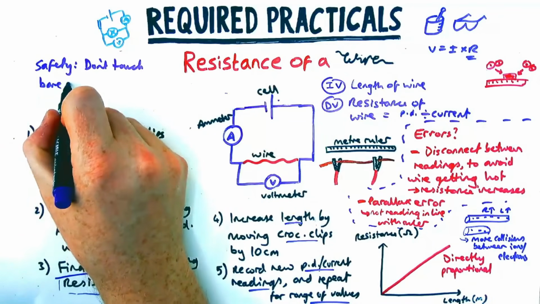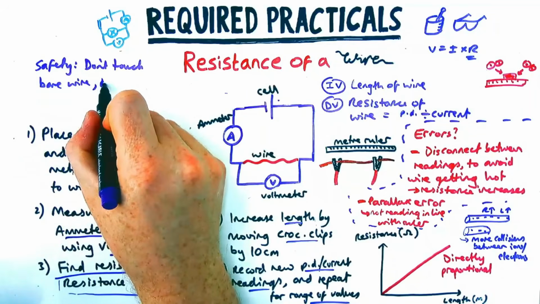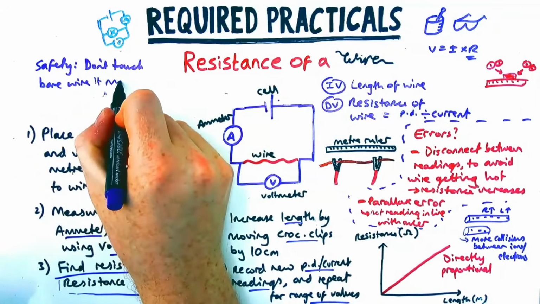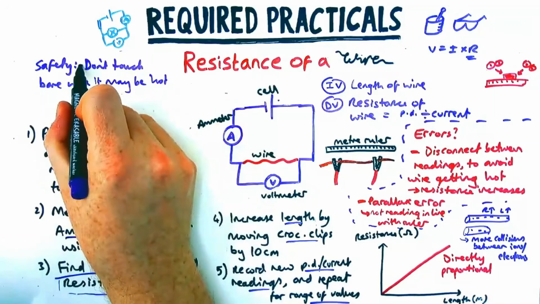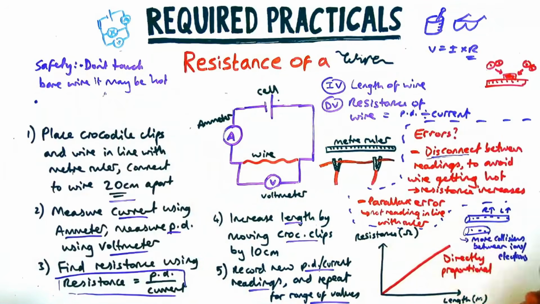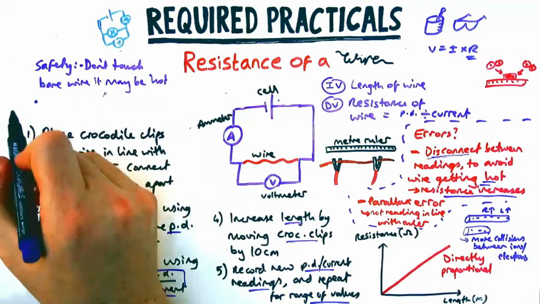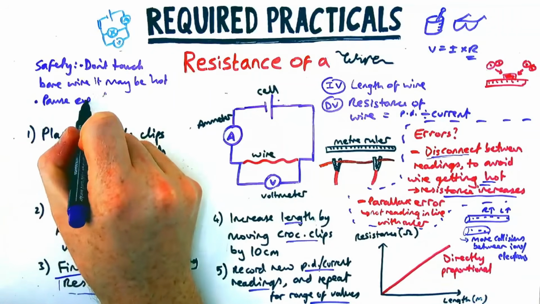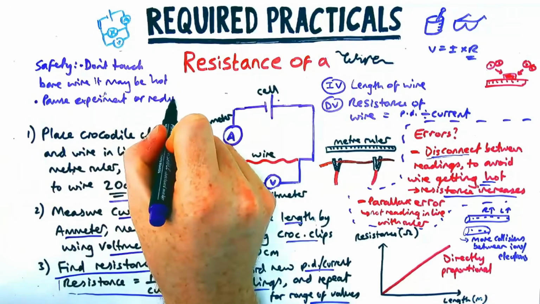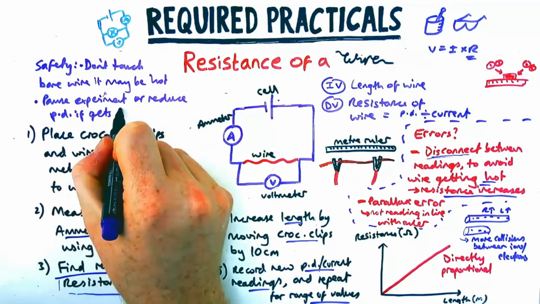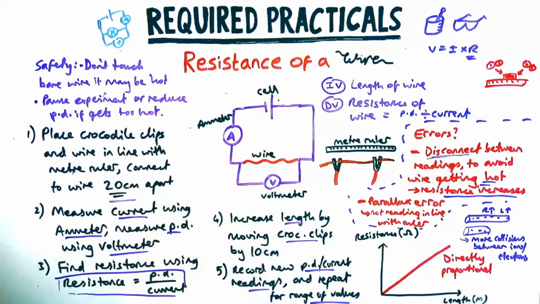Safety, it's kind of an obvious one here. You've got a bare wire, don't touch it. Not that it will electrocute you because you're using a low voltage, but it may get hot. To avoid it getting hot in the first place, you want to make sure you disconnect it between readings, or you could even pause the experiment. It will reduce the potential difference if it continually gets too hot.